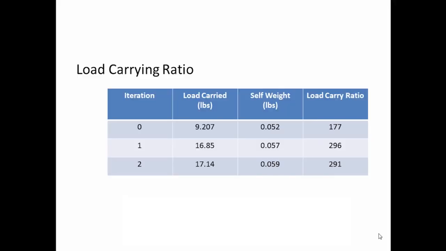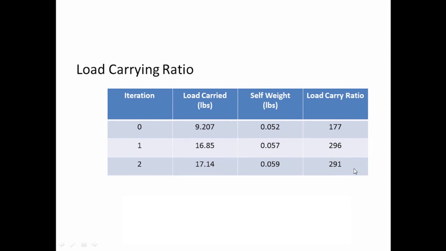For a load carrying ratio, you can calculate this by taking the 17.14 pounds and dividing it by 0.059 pounds, which gives you about 291 as our new load carrying ratio. So as you can see, our load carrying ratio has actually gone down. So in terms of performance, the last set of changes we made actually made the design worse and not better.